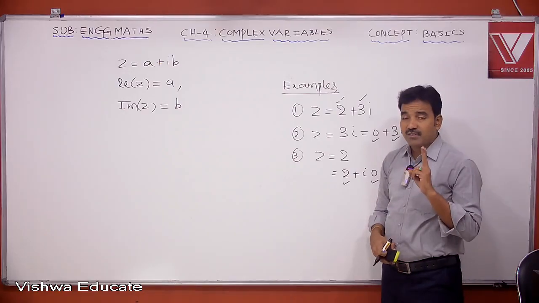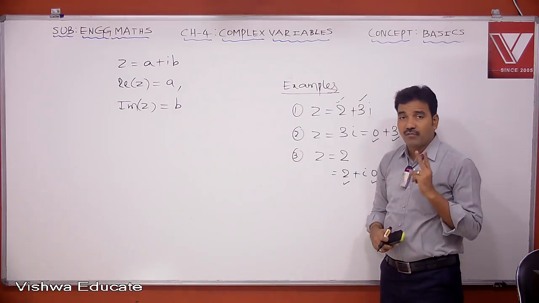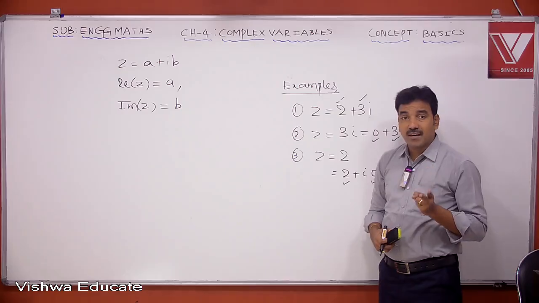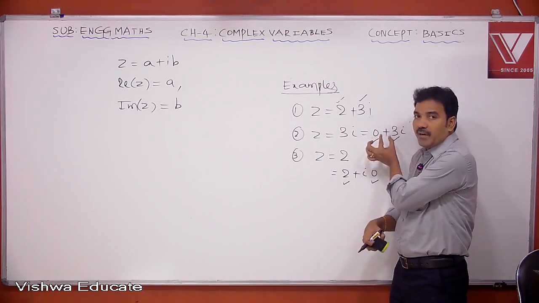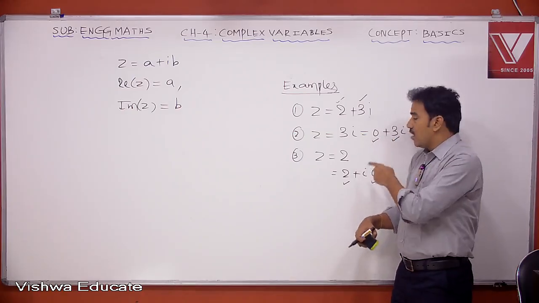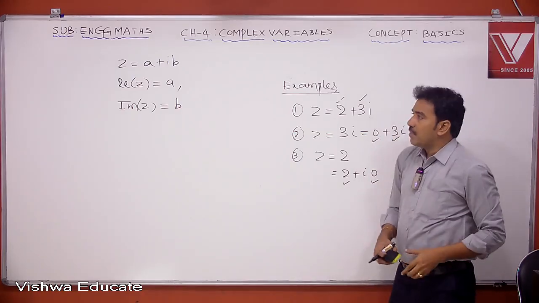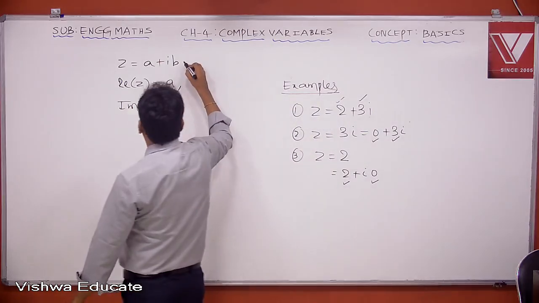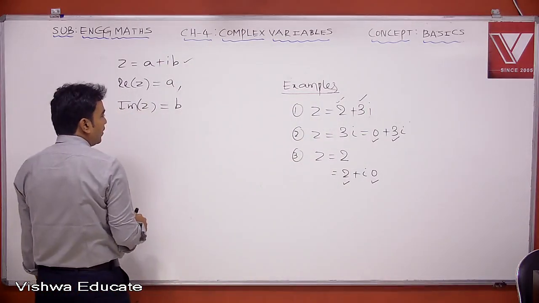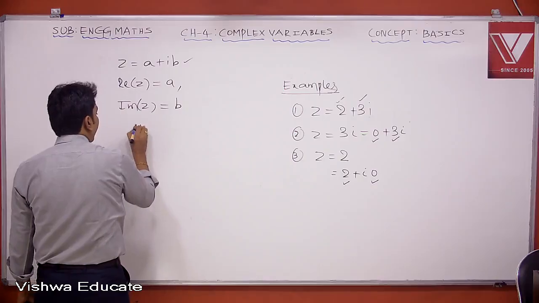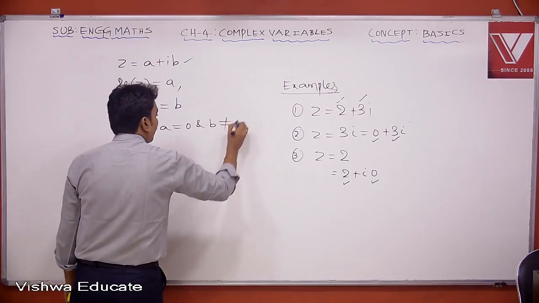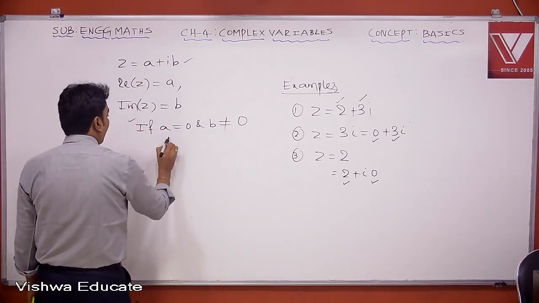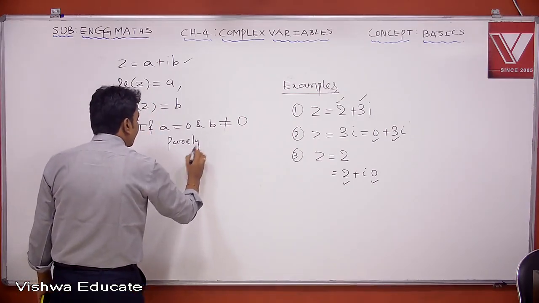Generally, a complex number contains two types of fields. One is a real part, the second one is the imaginary part. But in case of example 2, I don't have a real part, that means it is 0, but the imaginary part is non-zero. Therefore, if I have a complex number z equal to a plus ib, if a equal to 0 and b is not equal to 0, then such numbers are called purely imaginary numbers.